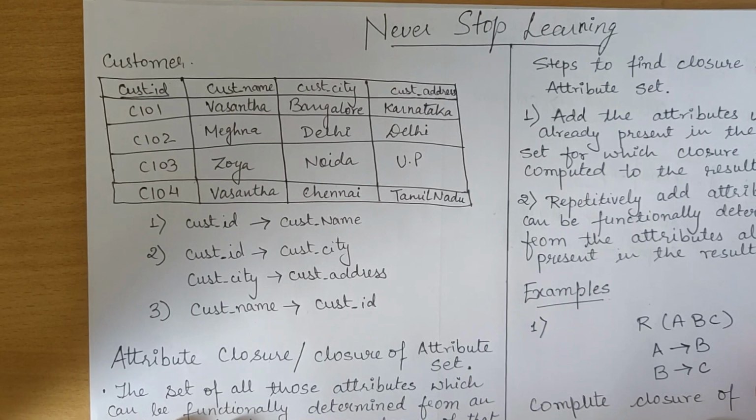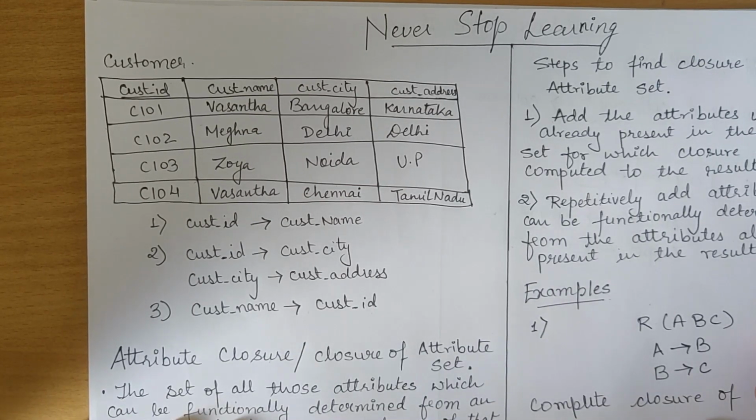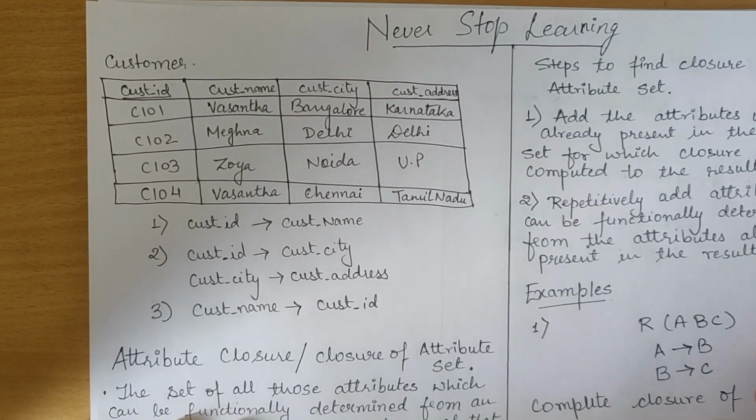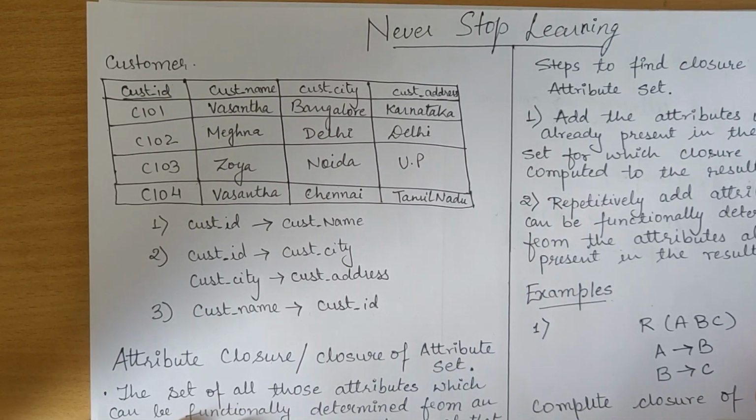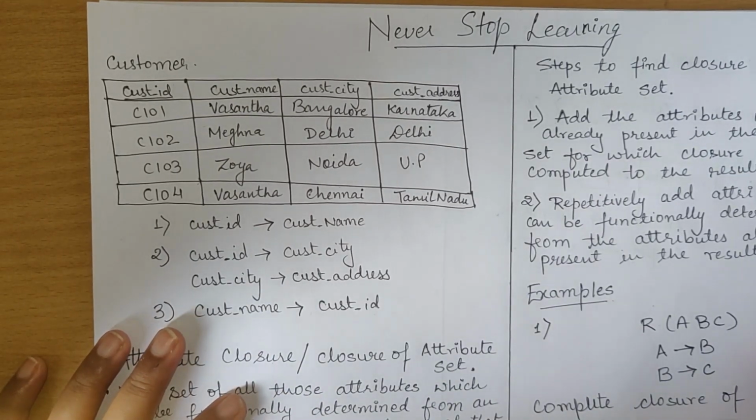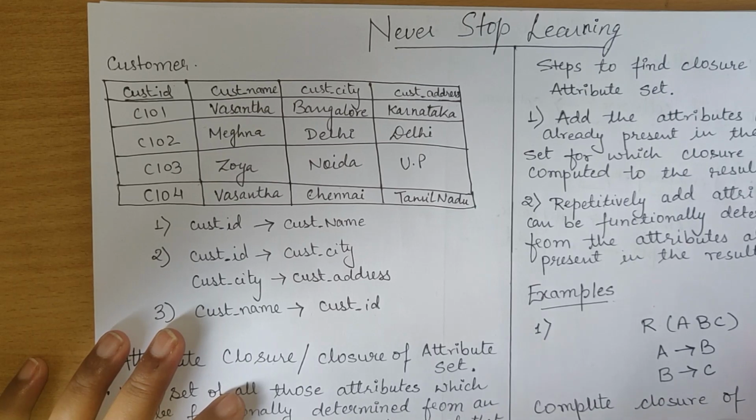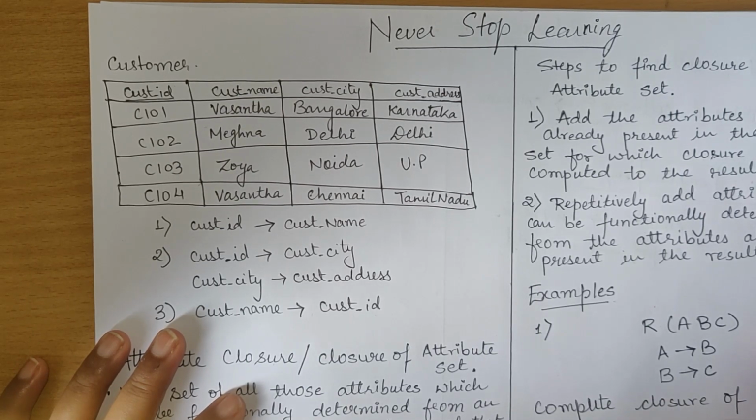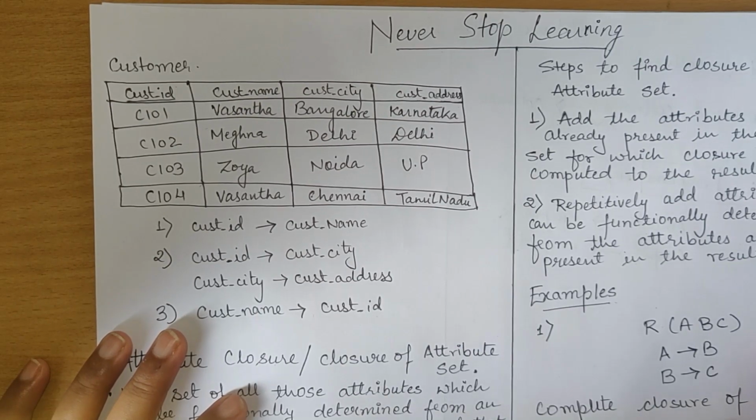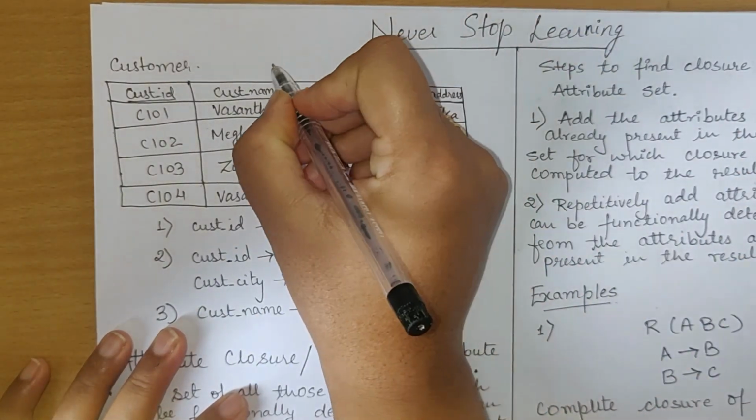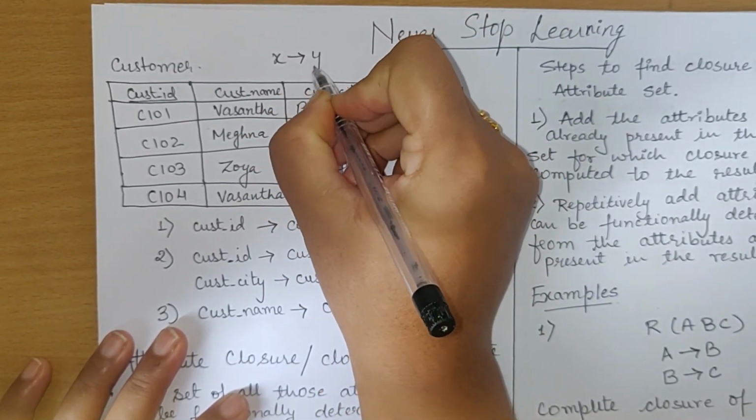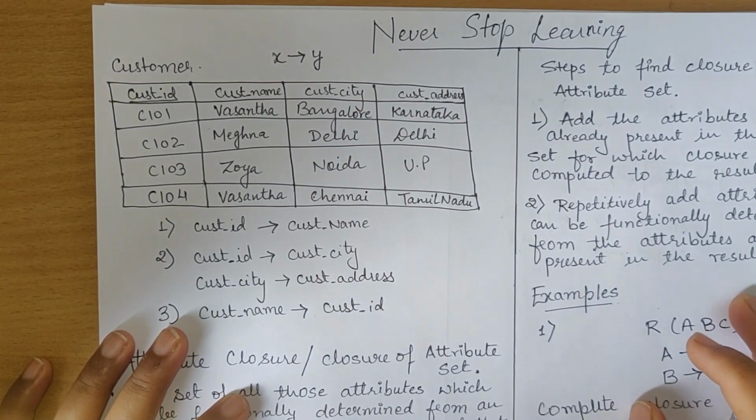Hello everyone. In the series of learning database management system, our today's topic is closure of attribute, or we can say attribute closure. Fine. So in the previous lecture we have studied functional dependency. Just a quick recap, what is a functional dependency? If I'm saying there is a functional dependency from x to y, that means x is the determinant and y is the dependent.